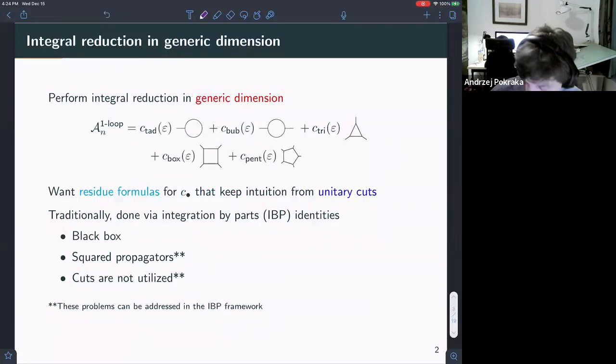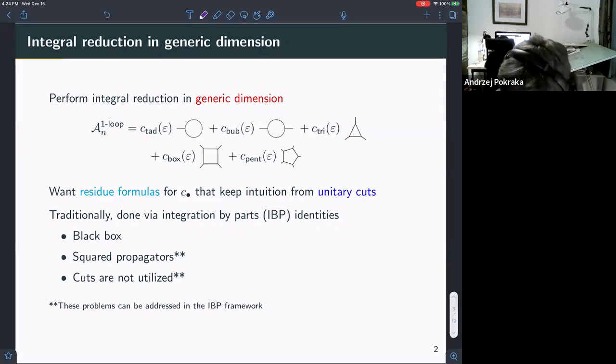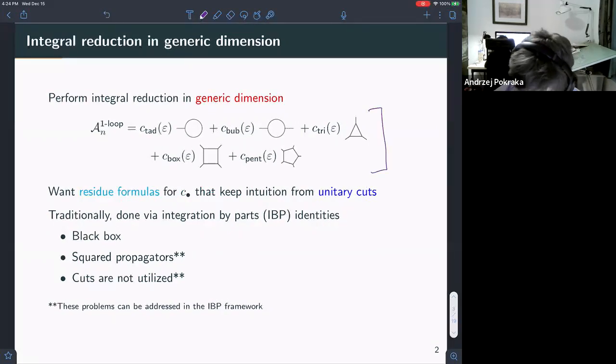Okay, so we want to perform integral reduction in generic dimension. So at least at one loop, it looks something like this, where we have a new integral, the pentagon. We've lost the rational term. That information is now contained inside the epsilon dependence of the coefficients now. And we want to do this in a way such that we get these C's from residue formulas. And not only do we want them from residue formulas, we want these residue formulas to correspond with the intuition that we have from generalized unitarity.